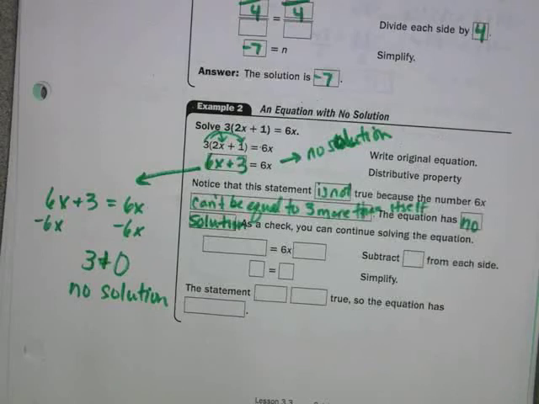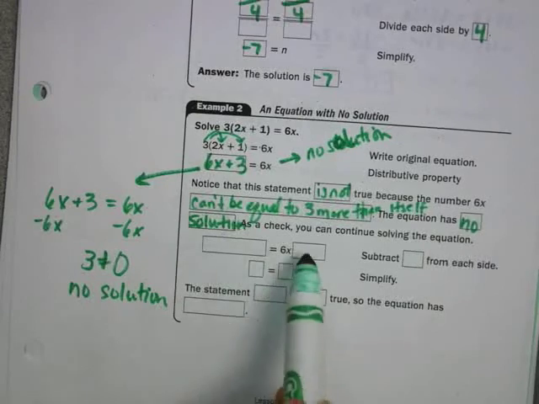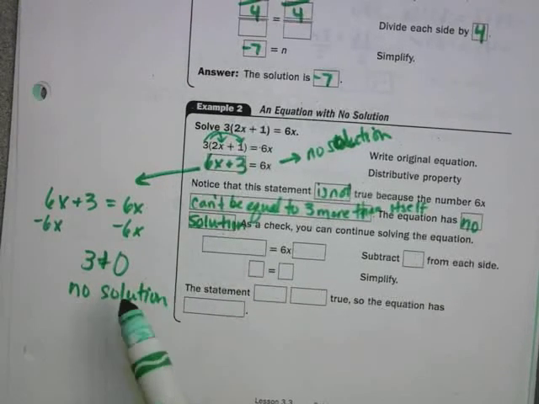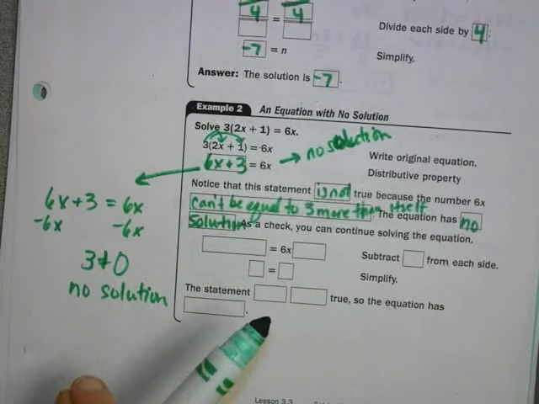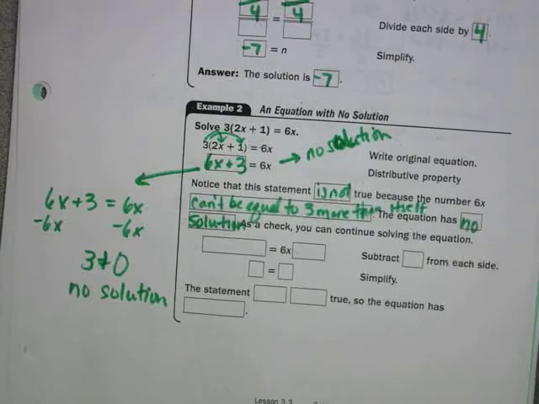Okay? So since it has no solution, as you check, you could continue solving the equation they're talking about here. That's exactly what I did over there, so we don't even need to worry about that. We're just going to say it has no solution. 3 doesn't equal 0 is not true, so the equation has no solution. We don't need to go any farther in the notes there. They're just talking about the same thing that I just did. All right, let's look at example 3.